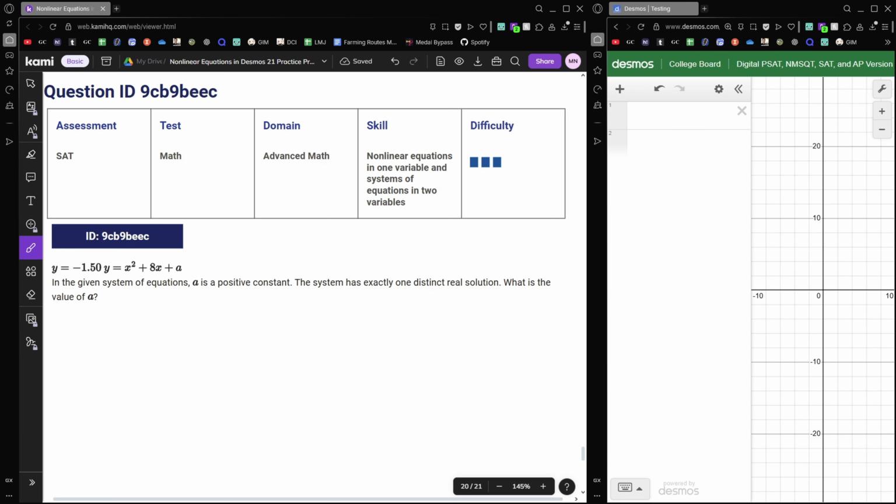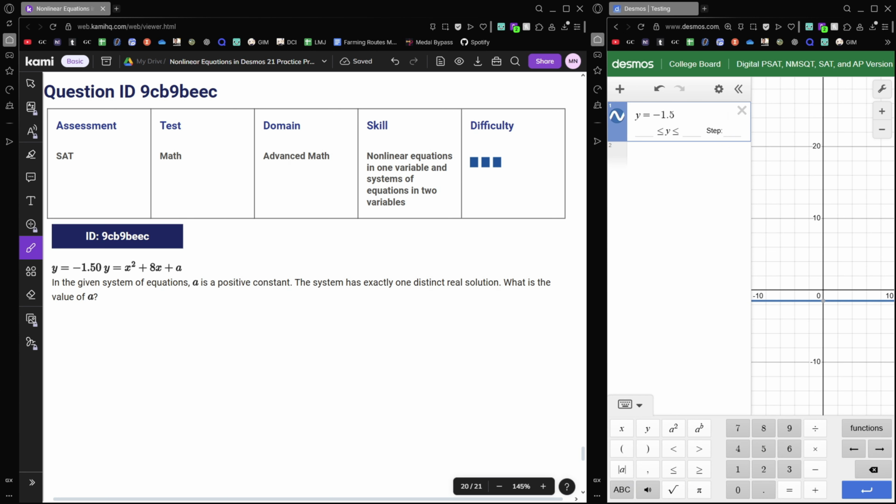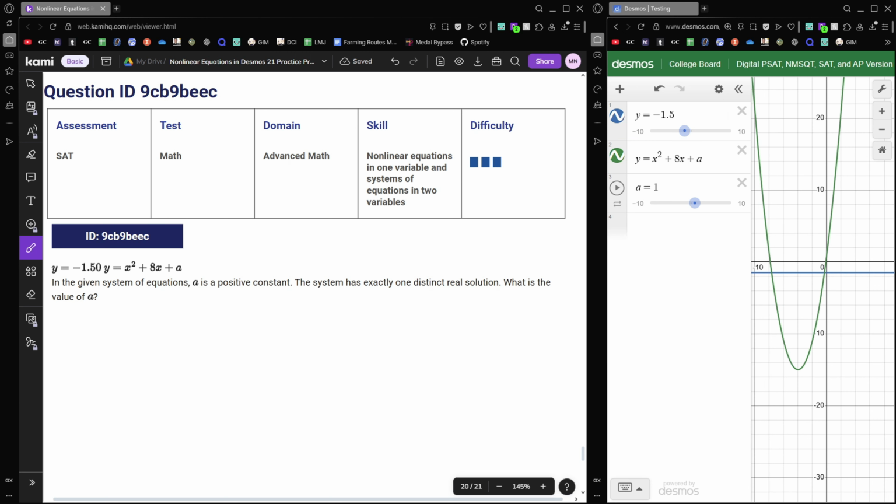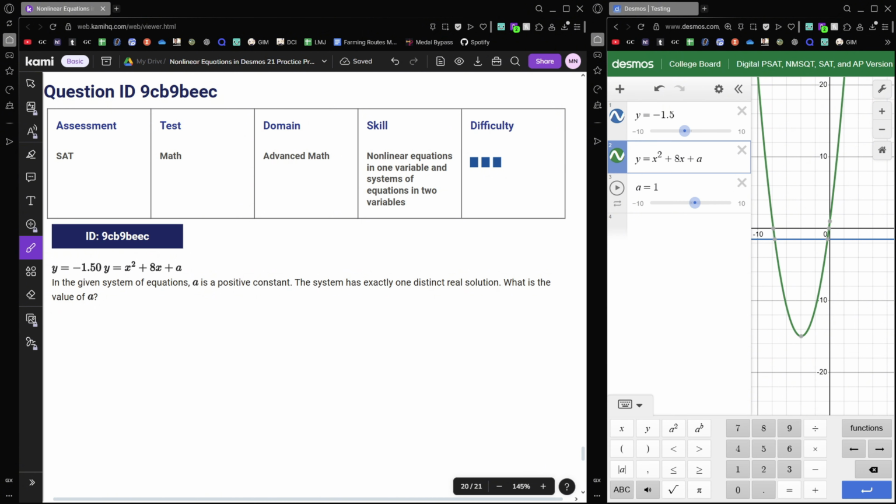Question number 20. In the given system of equations, a is a positive constant. The equation has exactly one distinct real solution. What is the value of a? Let's go ahead and type our equations into Desmos. Y is equal to negative 1.5, and y is equal to x squared plus 8x plus a, and let's insert that slider for a. Now they tell us that this system has exactly one distinct real solution, which means that this line and this parabola should only intersect at 1 point. And they also tell us that a is a positive constant, so we're only going to be moving the slider to the right. Now let's start testing values of a.